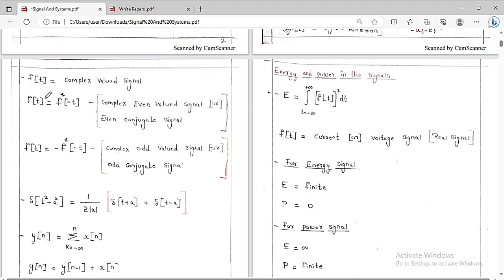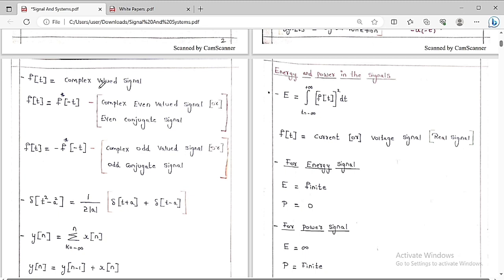The next point is, suppose f of t is a complex valued signal. What is the meaning of a complex valued signal? As I have already told you, if any complex j term is there in the signal, then we say it is a complex signal. So if in a signal f of t you see a j value, an imaginary part, then we can say it is a complex signal.